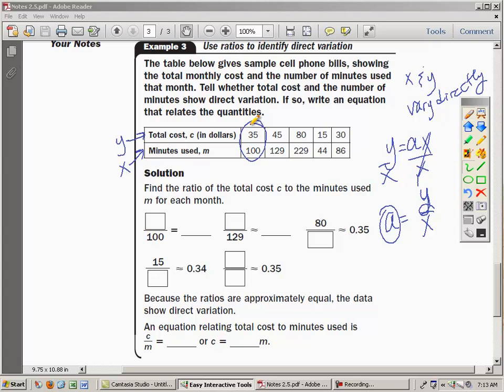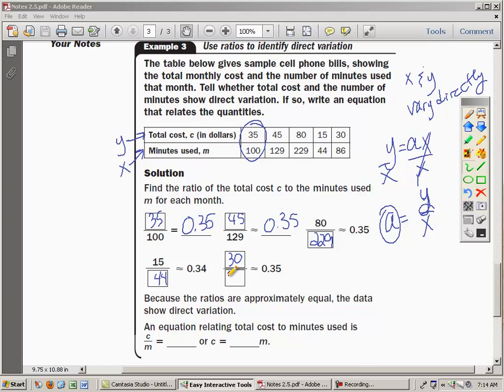So in the first example, it's $35 for 100 minutes, and 35 over 100 comes out to 0.35. In the second month, it is $45 for 129 minutes, which is roughly 0.35, rounded off, but it's pretty close. And then 80 divided by 229 comes out to about 0.35. $15 for the fourth month and 44 minutes, that comes out to about 0.34. And so it doesn't vary exactly.